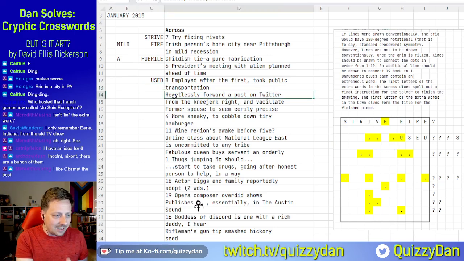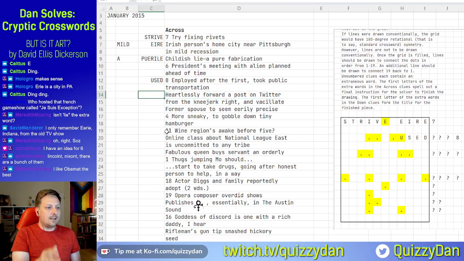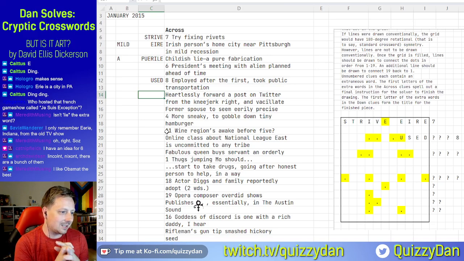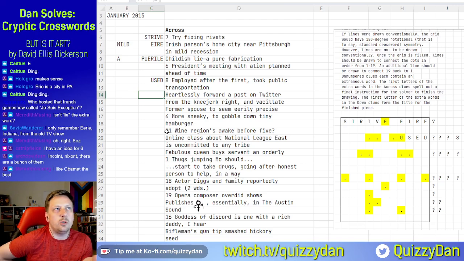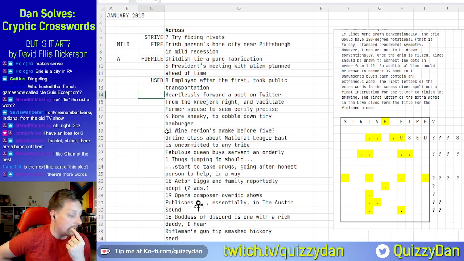Right, there is an extra word in this clue because it's a non-number clue. Heartlessly forward a post on Twitter. I mean, if you forward a post on Twitter, that's retweet. But, well, a post on Twitter is just tweet. Is racism the answer to this clue? Most posts on Twitter are. No, no, no. Dan, don't say that. If you forward, you send a post on Twitter. Gonna come back to that. Oh, hang on.